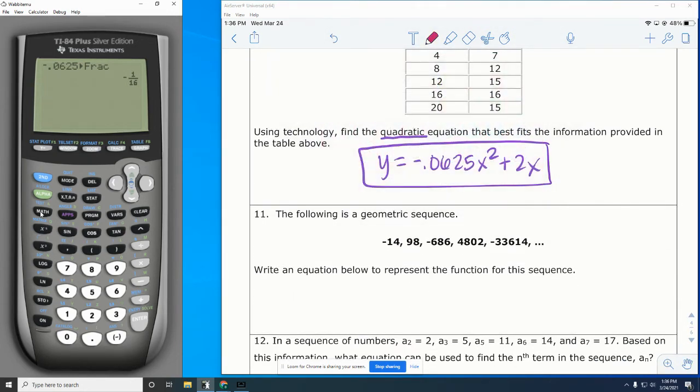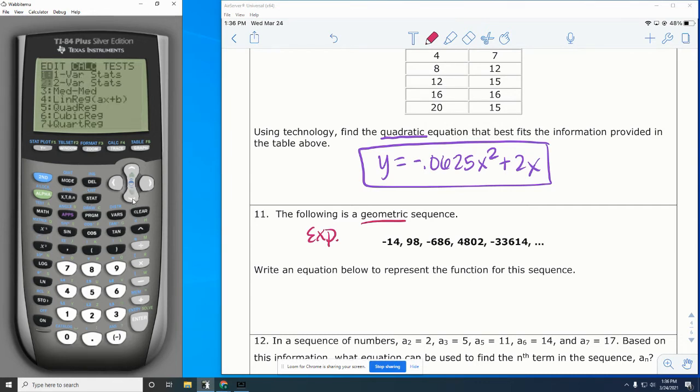Number 11, the following is a geometric sequence. Remember, geometric means it's exponential. It means we're multiplying by something. We can also tell because our numbers are getting gigantic really quickly. So write an equation below to represent the function for this sequence. So I have 1, 2, 3, 4, 5 terms. My terms are negative 14, 98, negative 686, 4802, and negative 33,614. So I can see these are getting really high really quickly, okay?